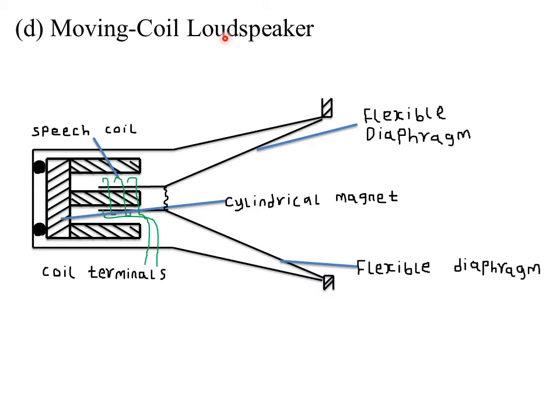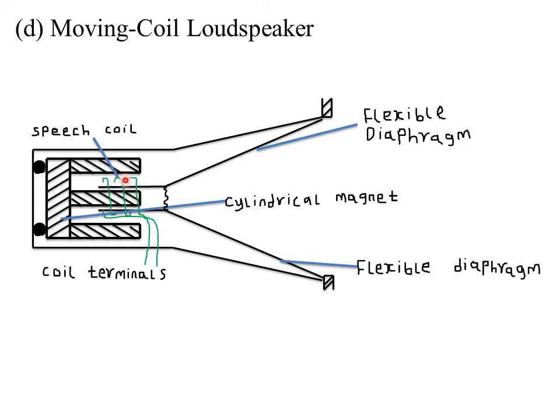Then our moving coil loudspeaker consists of a powerful magnet. So this is our powerful magnet here. It consists of a very powerful magnet that produces a radial magnetic field. Radial magnetic fields are those that are concentrated together. Then it usually has a speech coil. This is what we are calling the speech coil.